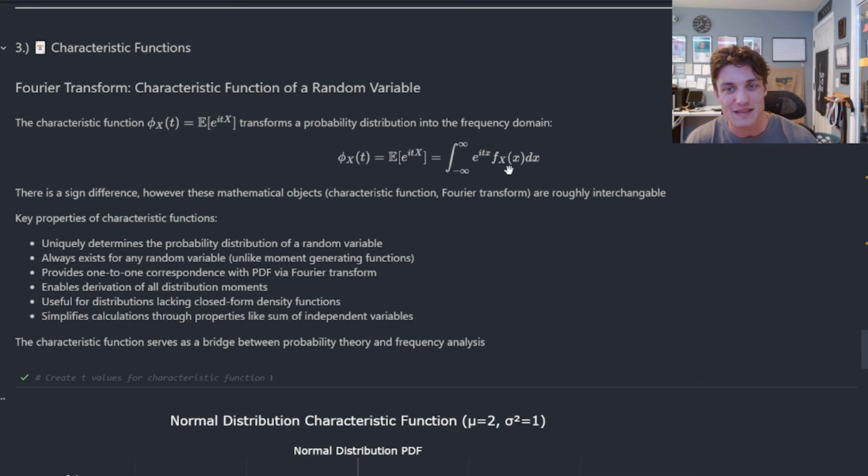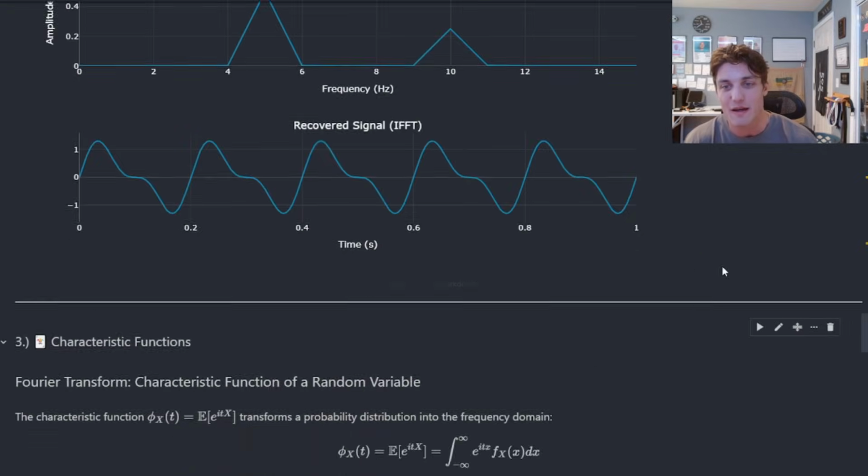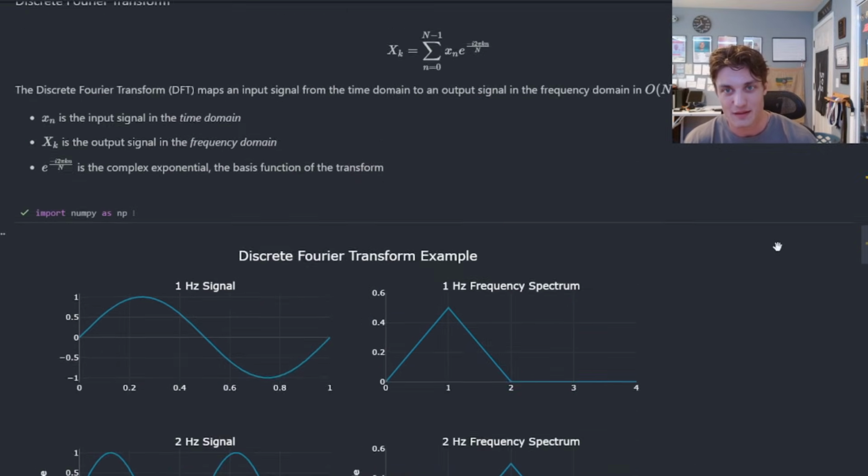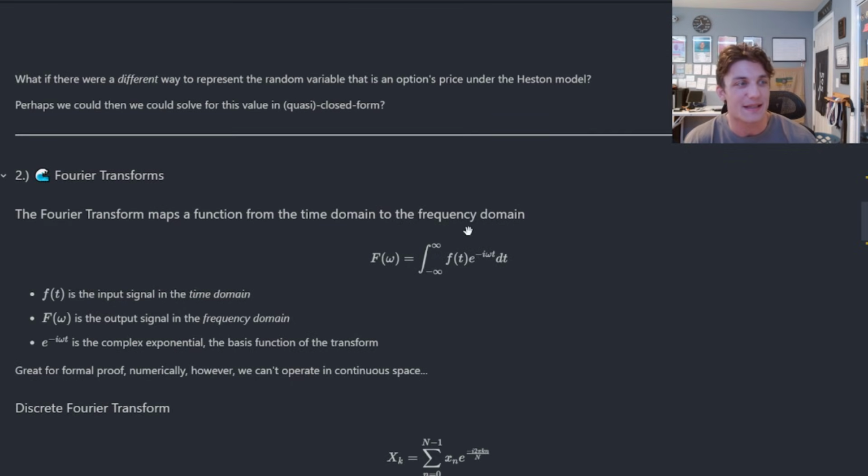This is an integral of e to the itx. It's mathematically equivalent to the Fourier transform. Disregard the sign change. It's mathematically equivalent. Look at the Fourier transform. It's no coincidence that these are roughly equivalent.